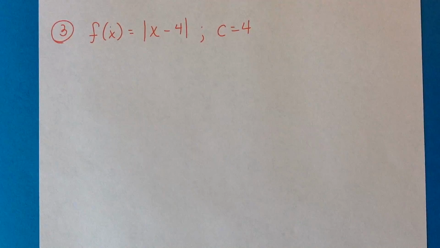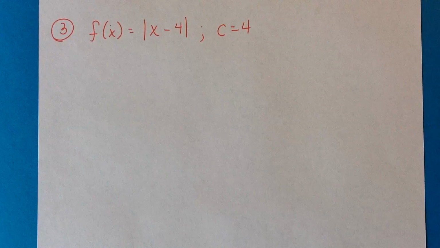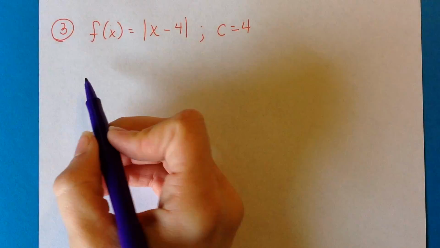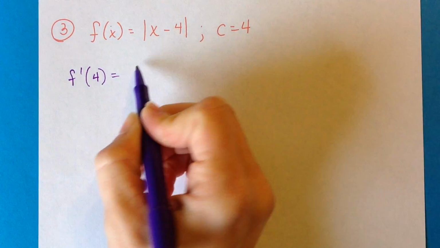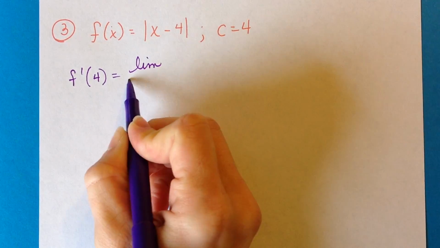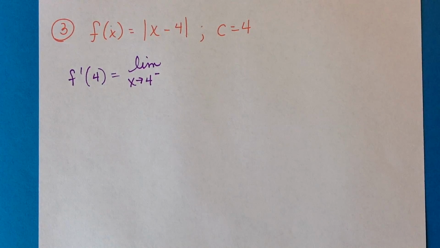All right, one more example of using this alternate form. And this time we're going to be working with absolute value. Now, when it comes to working with absolute value, we are going to have to look at it as one-sided limits. We're going to have to set it up and look at it from the left and look at it from the right. Okay, so let's start with the derivative at 4. So I'm going to take the limit as x approaches 4. We'll just do from the left first.